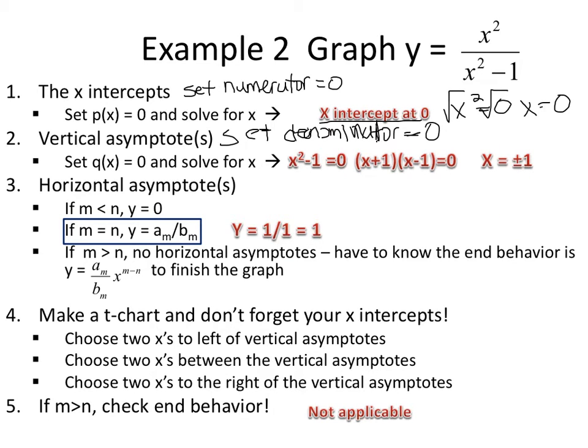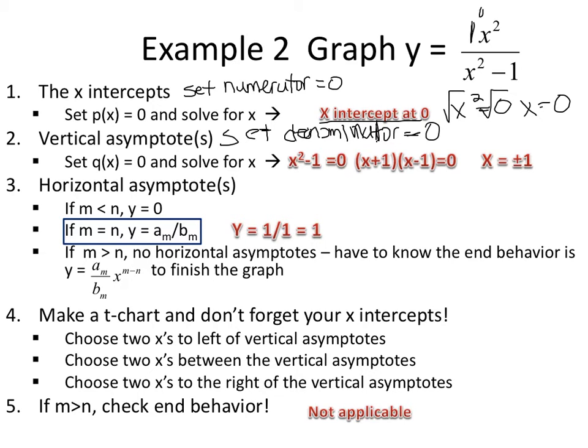So now we go to the horizontal asymptotes. So we look at m, which is up here on top, and we look at n, which is on the bottom. So m is the degree of the numerator, n is the degree of the denominator. So m is equal to 2, and n is equal to 2. So we have 2 equals 2. So if that's the case, then it's equal to the leading coefficient of the top divided by the leading coefficient of the bottom. So this is where we got the 1 from.